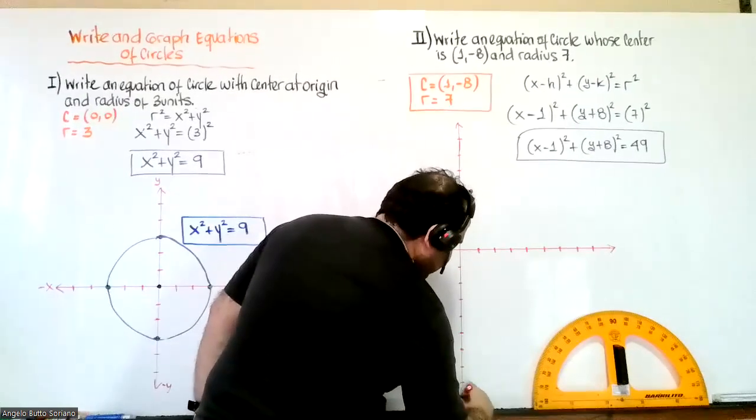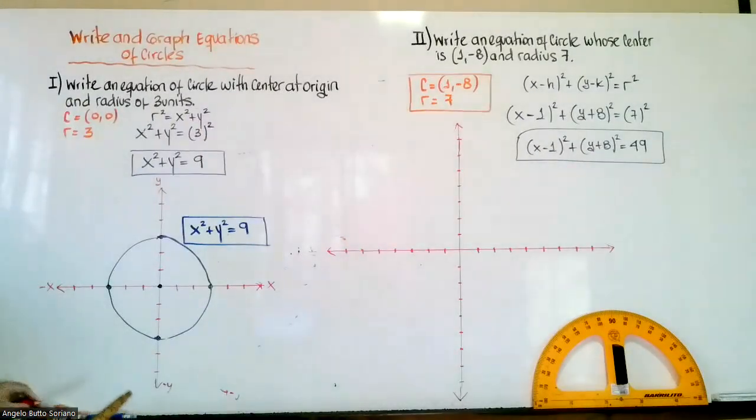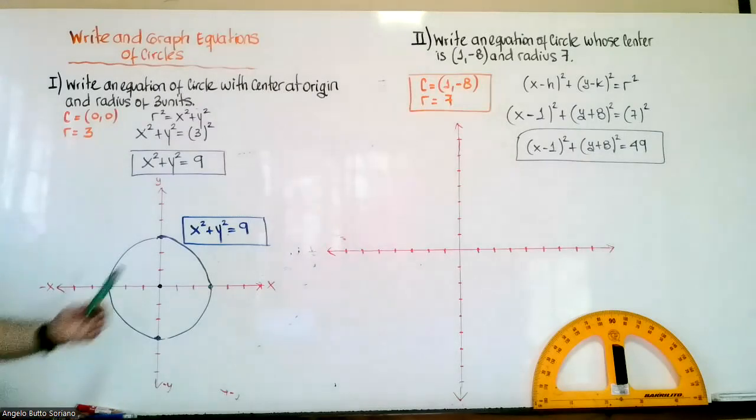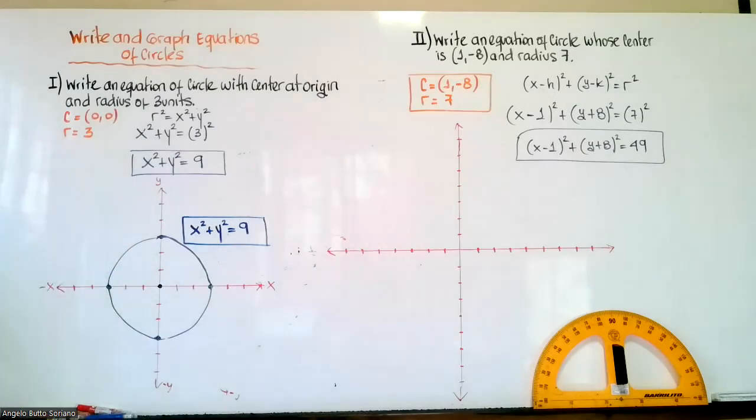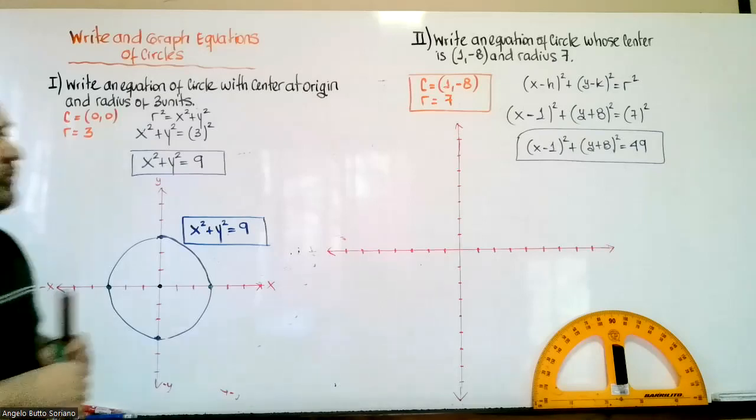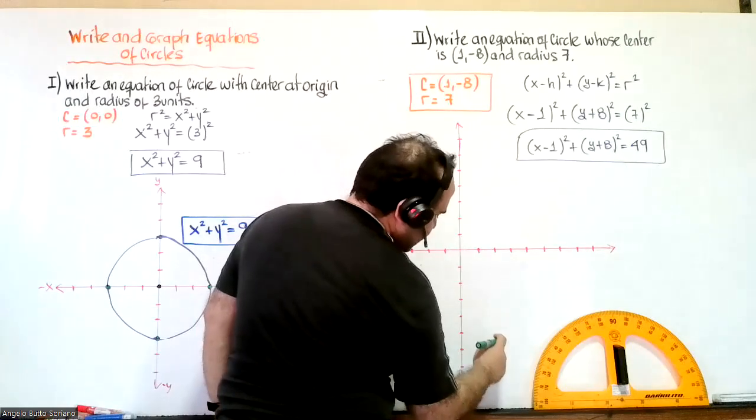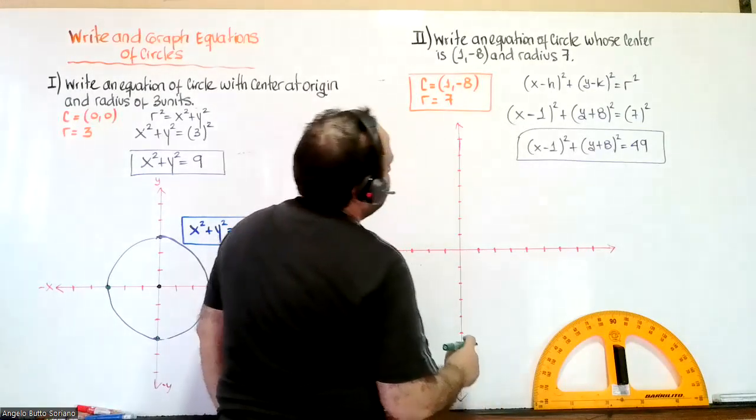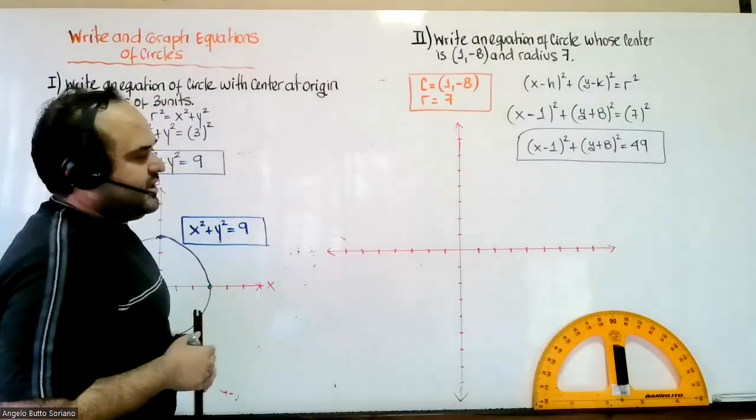Now, what do we have to do? Before sketching the graph, we must always graph the center. In this case, the center is given by the values 1 and -8: 1 on x, -8 on y. 1, 2, 3, 4, 5, 6, 7. We have a situation.